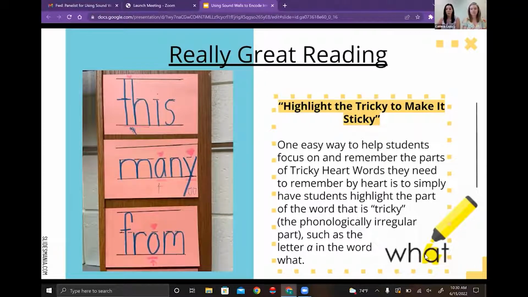So we would talk about the sounds in what. If they know the digraph WH already, then the A would be the only tricky part because it's not "wat," we say "what." So then they highlight it, and my kids absolutely love highlighters. I don't know about yours, but we get the highlighters out. It's like a reward. So they get super excited about it and they enjoy this activity.